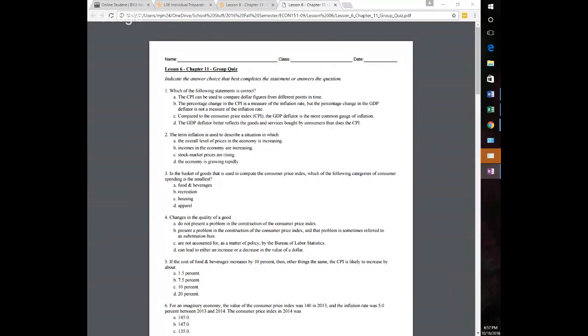Okay, I'll take 4. Changes in the quality of a good, and I chose D, can lead to either an increase or a decrease in the value of a dollar. I got that as well. Yep, me too.